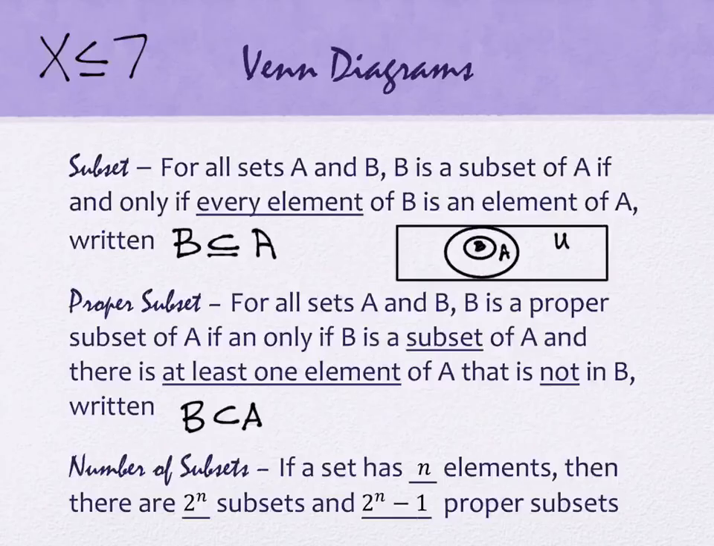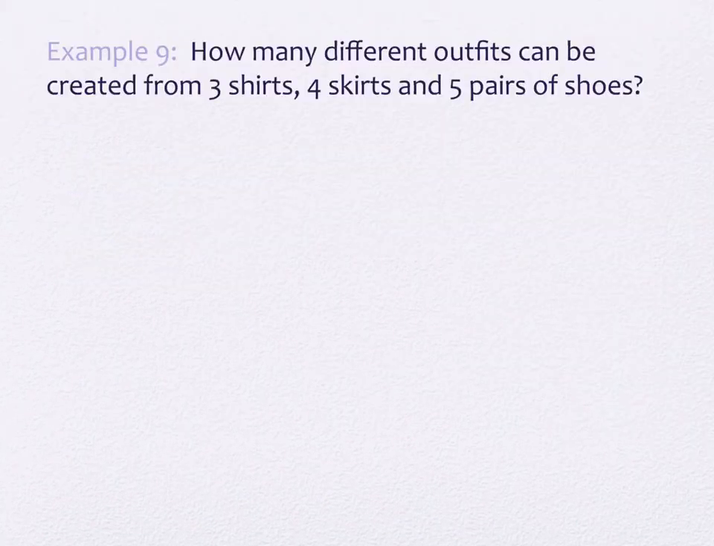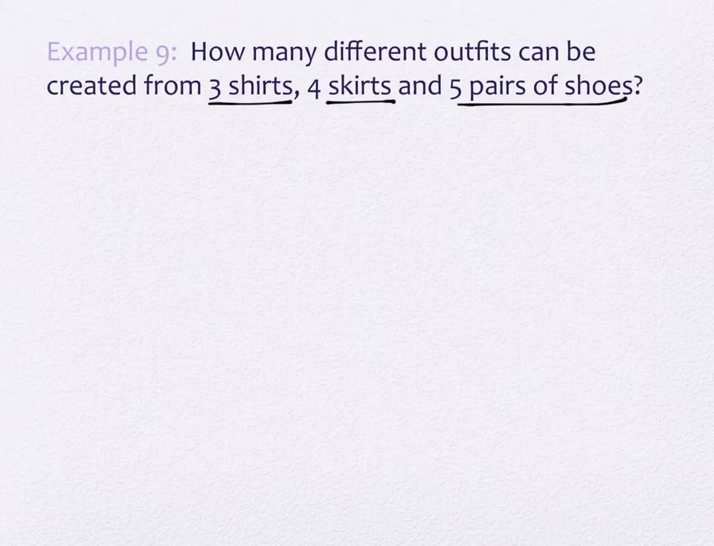So as we're looking at that one, let's do an example. The question asks, how many different outfits can be created from 3 shirts, 4 skirts, and 5 pairs of shoes? You can assume they match or they don't match. Don't really care. We're just creating the outfits, okay? So these are my different events. My events are choosing each one of these types of clothing and putting them together. So there are 3 shirts, there are 4 skirts, and there are 5 pairs of shoes.